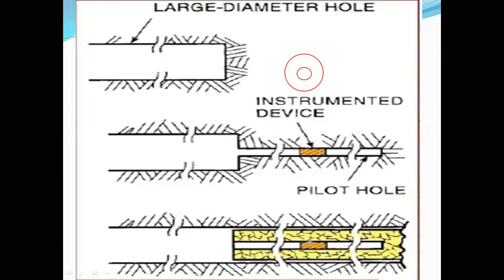Due to the release, there will be some change in the reading of the deformation gauge that we placed inside the pilot hole. The difference between the readings that we get in the borehole deformation gauge is a measure of the incident stress that is acting on the face. So this is how it works. Hope it's very clear. Let me move on.